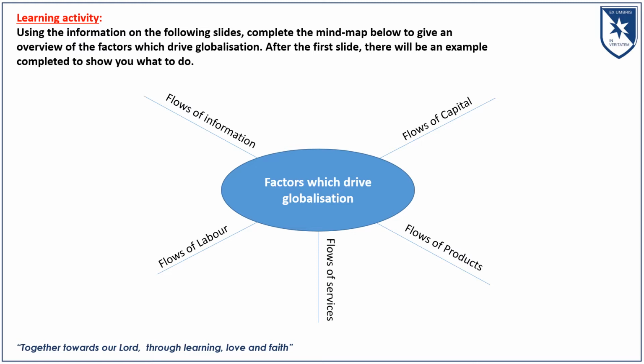All the information that you need for this will be provided on the following slides. Once you have read each slide, just highlight the important points and then add them to your mind map structure. If you've never done a mind map before, an example will be completed for flows of information to show you what to do. This will be shown on slide 12 of the PowerPoint.